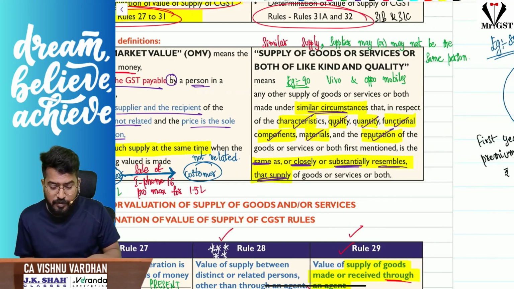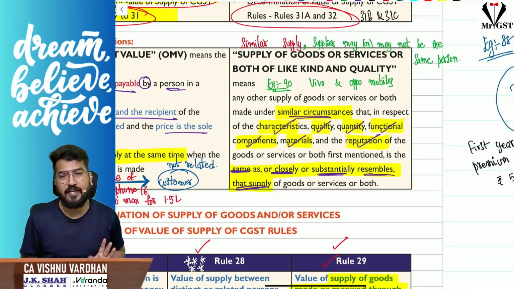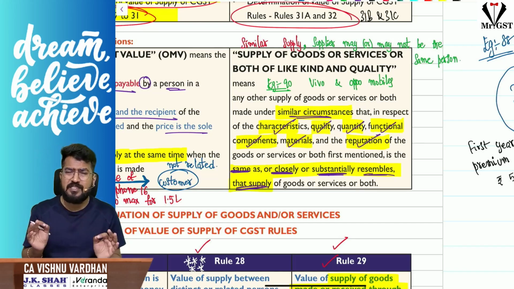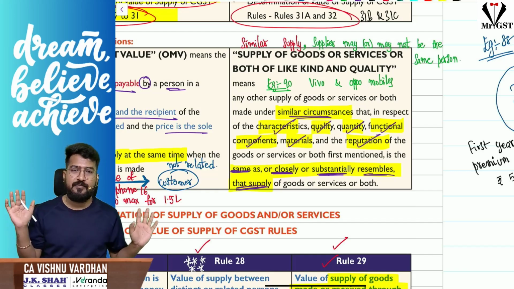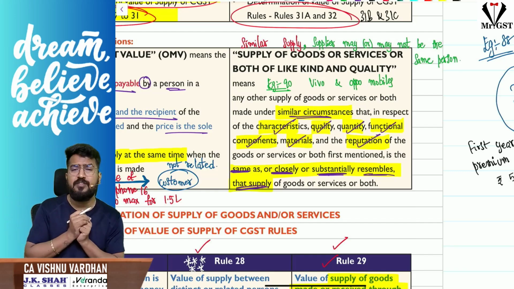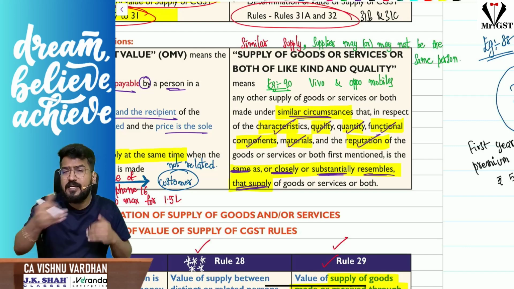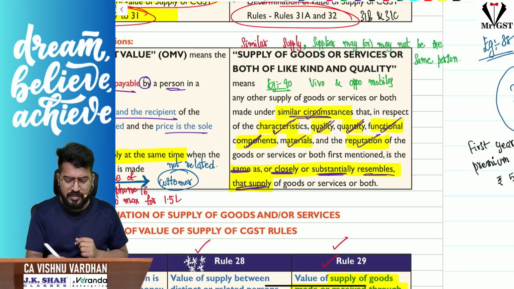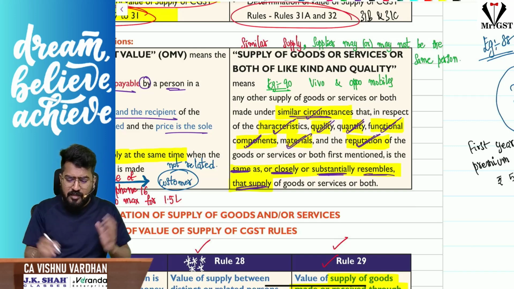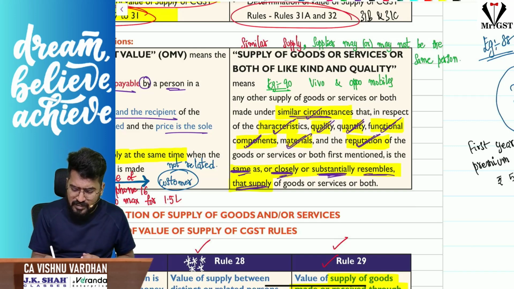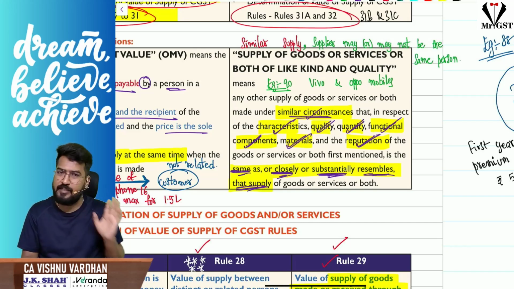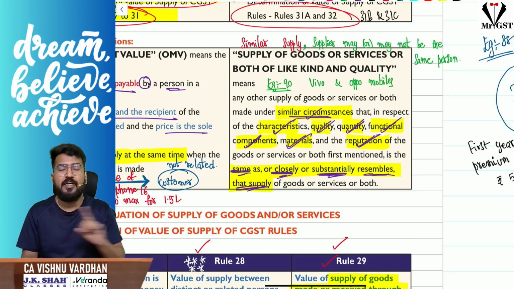Next, supply of goods or services of like kind and quality. If you are talking about like kind and quality, the best example we can take is Vivo and Oppo mobiles. What is this about Vivo and Oppo mobiles, sir? Exactly may not be the same, but they have similar characteristics, quality, quantity, functional components, materials, and reputation. The same or closely or substantially resembling the same supply. So this is similar supply, not exactly the same supply.